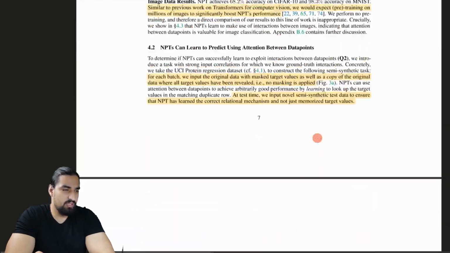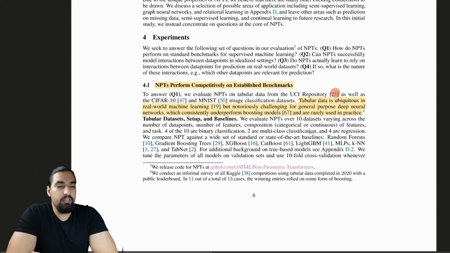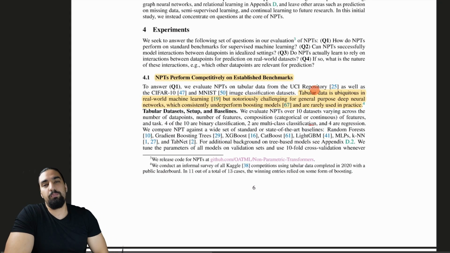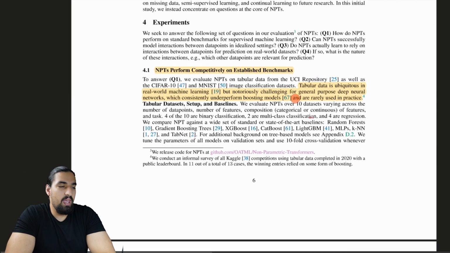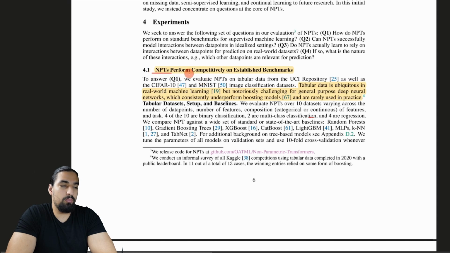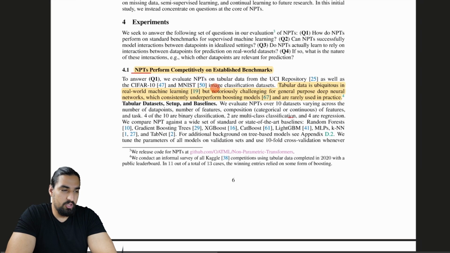They have some really nice experiments. The first experiment they do is test this on a collection of tabular data sets, 10 of them to be precise. And they say here, MPTs perform competitively on established benchmarks. Tabular data is ubiquitous in real-world machine learning, but notoriously challenging for general-purpose deep neural networks, which consistently underperform boosting methods and are rarely used in practice.